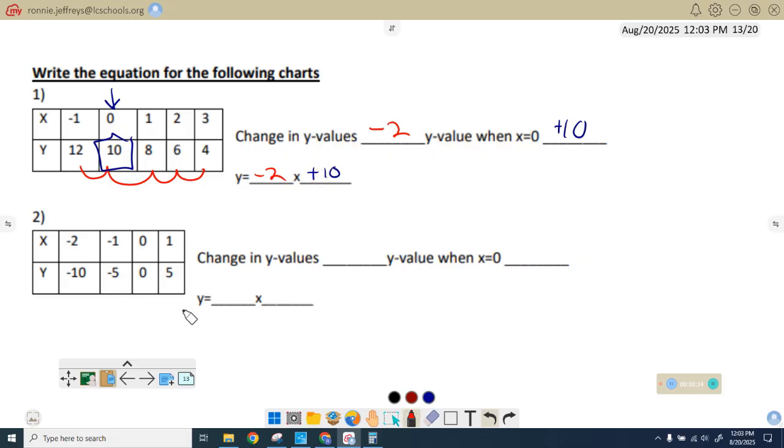All right, looking at number 2. Yes, we're adding 5. So that's our A value. Yes, what is the Y value when X equals 0? 0. Now, we could actually put that there, or you don't have to. You could leave it blank.